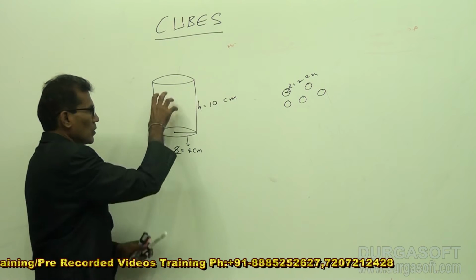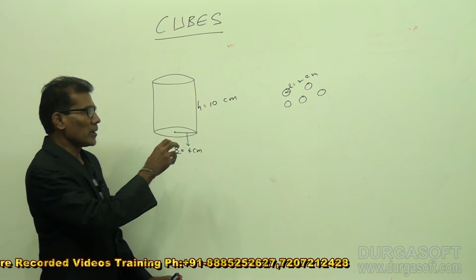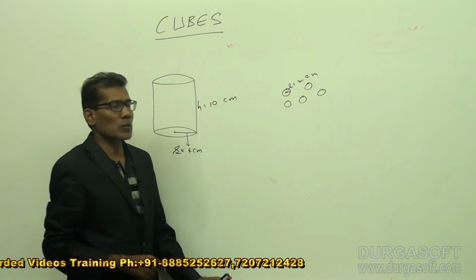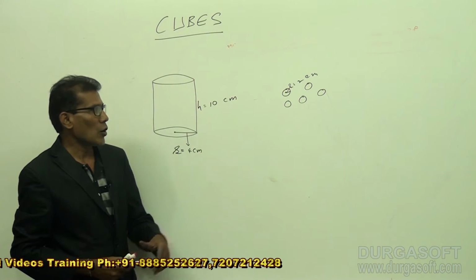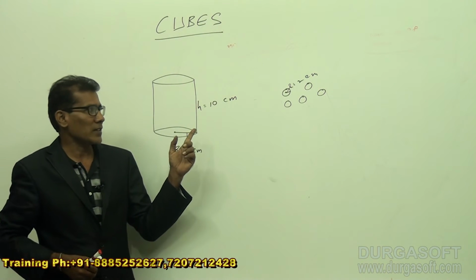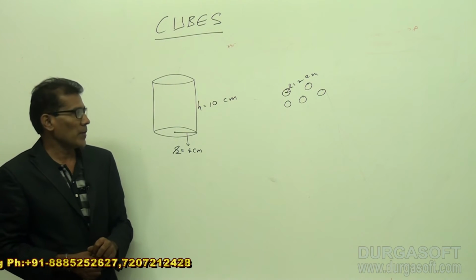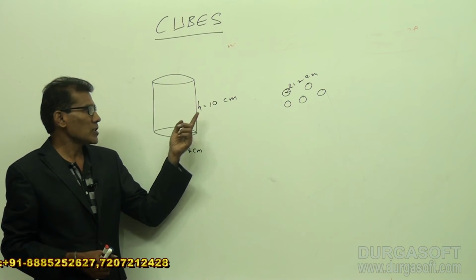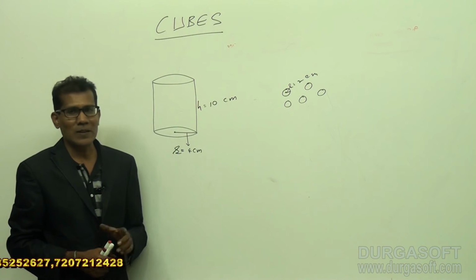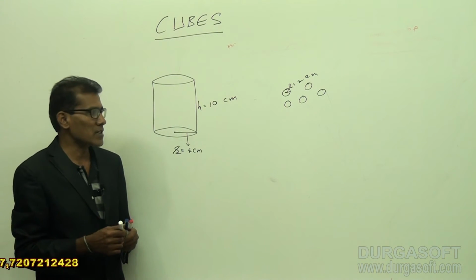The big cylinder whose height is 10 centimeters and base radius is 4 centimeters is melted and made into very small balls. Each ball's radius is 2 centimeters. The question is, how many such balls can be made from this cylinder? So the question will be like this: how many balls of radius 2 centimeters each can be made from a cylinder whose height is 10 centimeters and base radius is 4 centimeters? How are you going to solve this question? The question may be not only between a cylinder and a sphere, it may be asked with any solids.